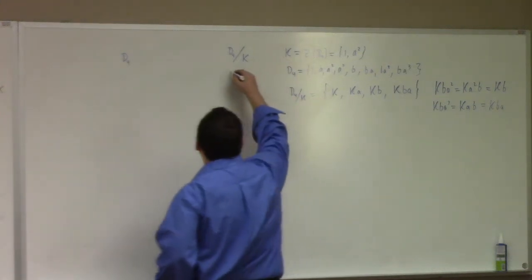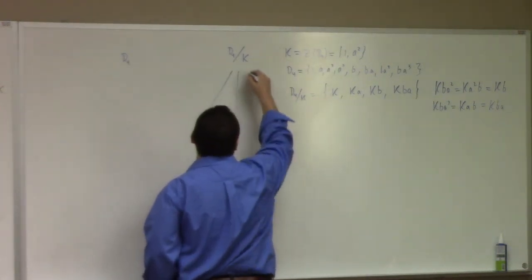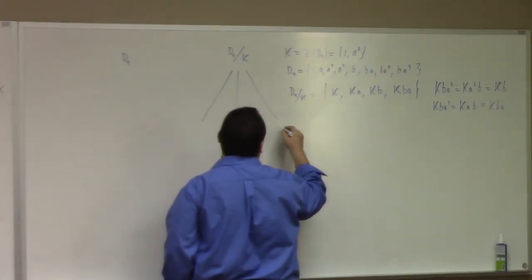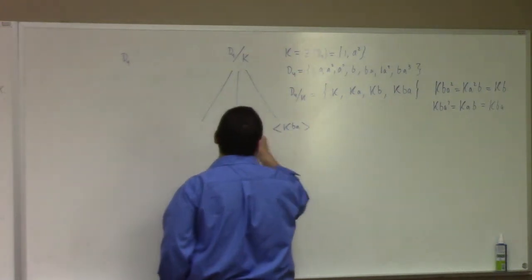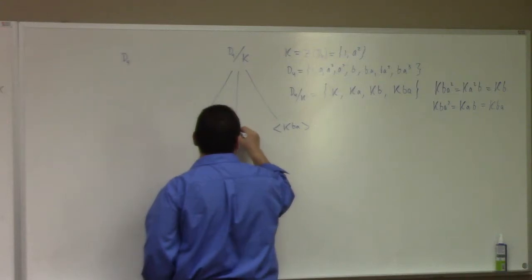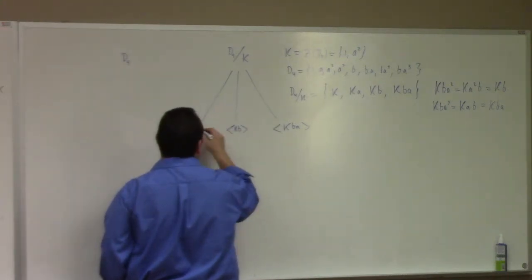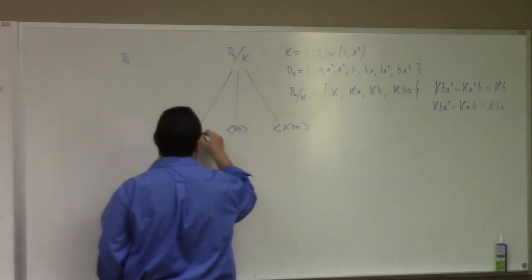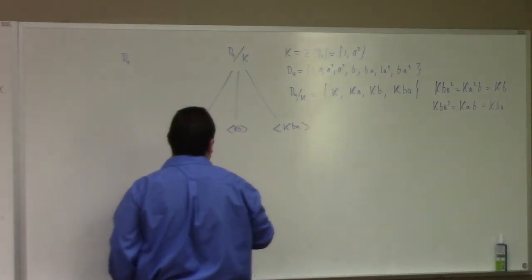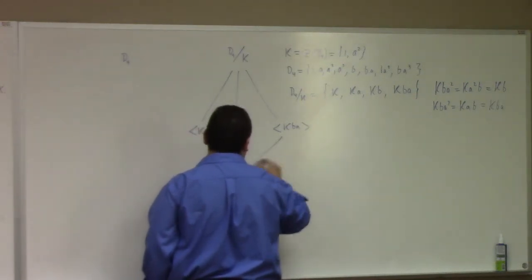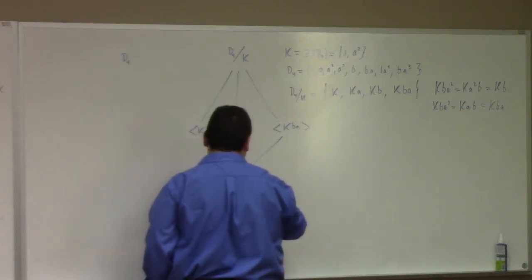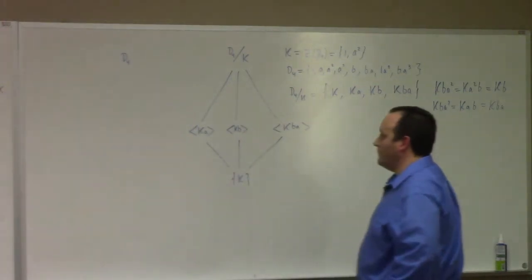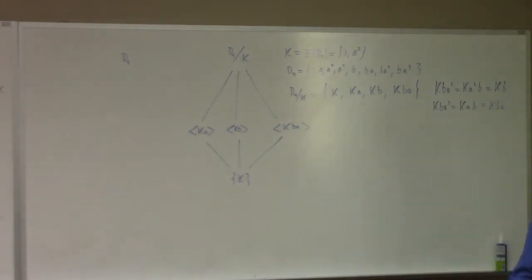And so this has three subgroups, namely the one generated by Kab, Kb, right? And of course the subgroup generated by Ka, right? And then below all these, you just have the trivial subgroup for the factor group, right? These are subgroups of the factor group.